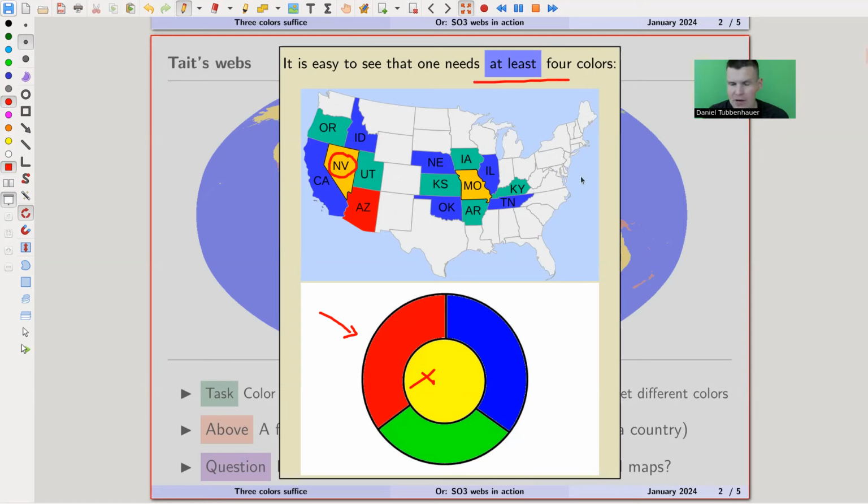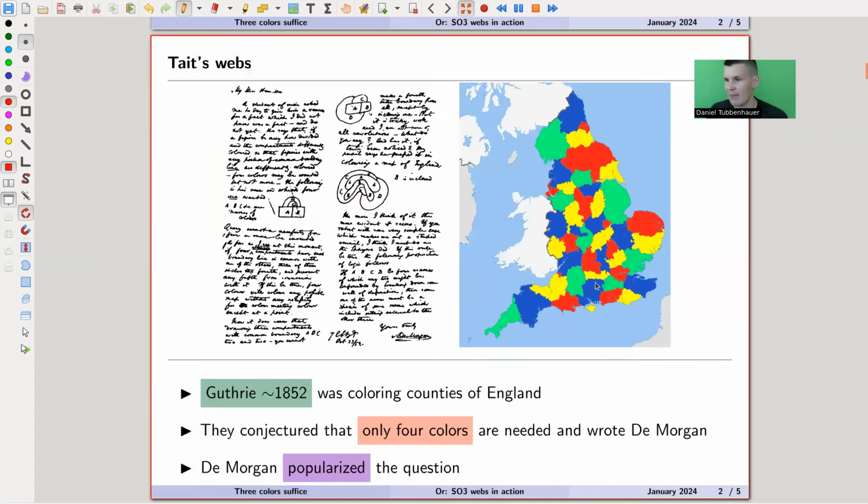And as I said before, it is not quite obvious why there's an upper bound. I just told you there's a lower bound. And the whole point of the 4-color theorem is that the lower bound is the upper bound.